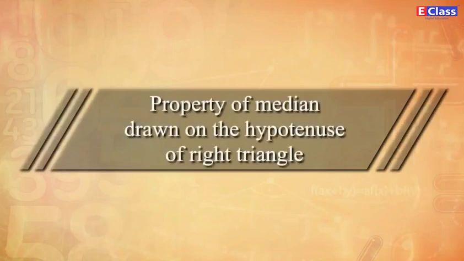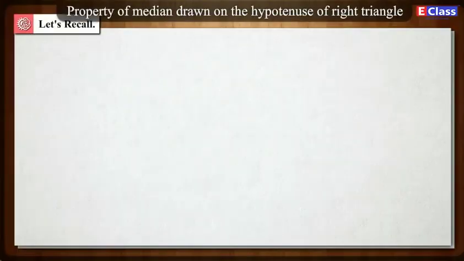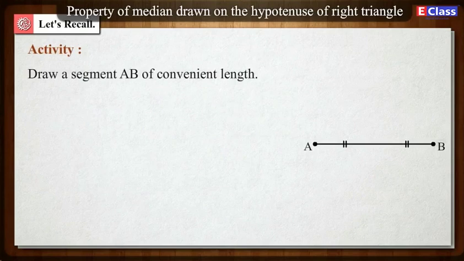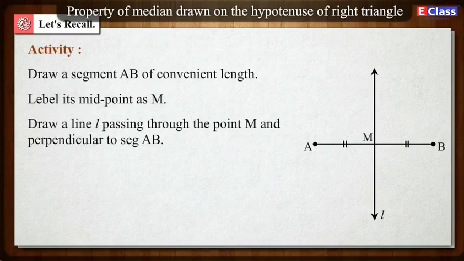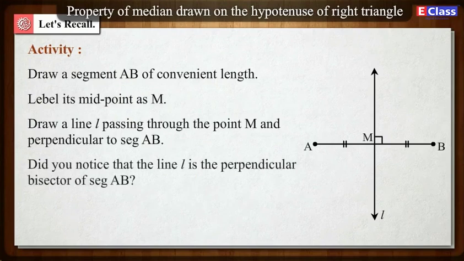Property of median drawn on the hypotenuse of right triangle. Let's recall. Activity: draw a segment AB of convenient length. Label its midpoint as M. Draw a line L passing through the point M and perpendicular to segment AB. Did you notice that the line L is the perpendicular bisector of segment AB?